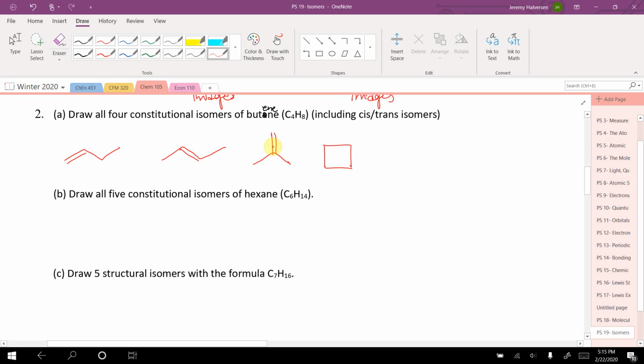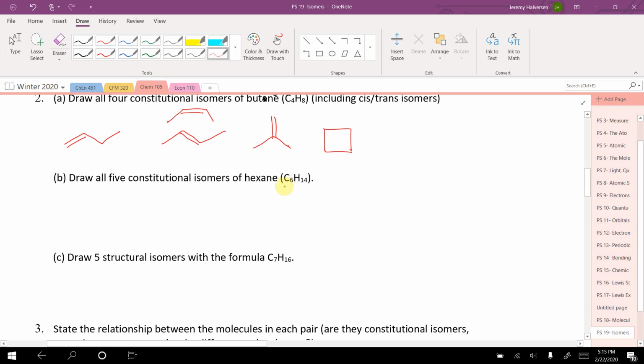So just like a double bond gets rid of 2 hydrogens, a ring gets rid of 2 hydrogens. You imagine if I had this carbon would have 3 and that would have 3, and then when I close the ring, each of them loses 1 hydrogen. So that would be 4 constitutional isomers of butene. Oh, and it says including the cis-trans isomers, so I guess you could also draw that guy. This would be the trans version, that's the cis version.